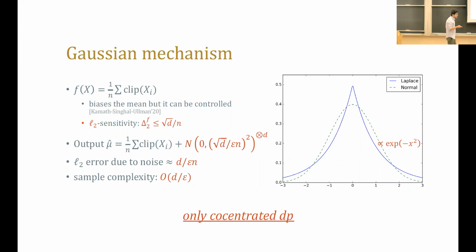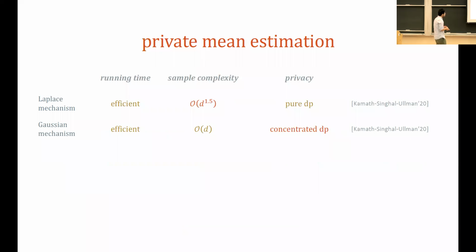Another way is using the Gaussian mechanism. It is exactly the same, except you're going to add Gaussian noise instead of Laplace noise. In this case, your L2 error is going to scale with d instead of d to the 1.5. So your sample complexity is going to be O of d, but you're not going to get pure DP anymore. You're going to get concentrated DP, which is qualitatively weaker than pure differential privacy.